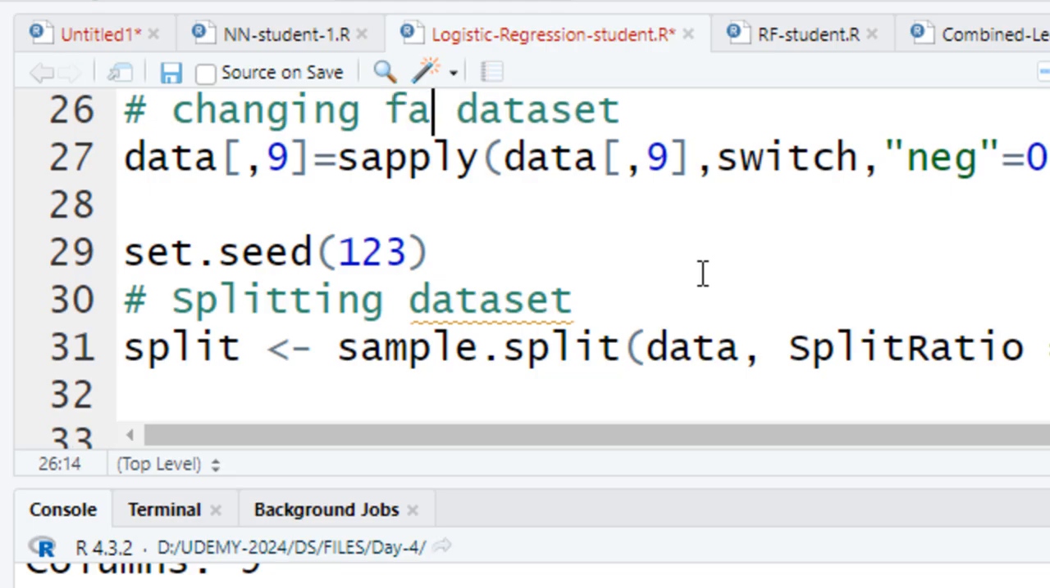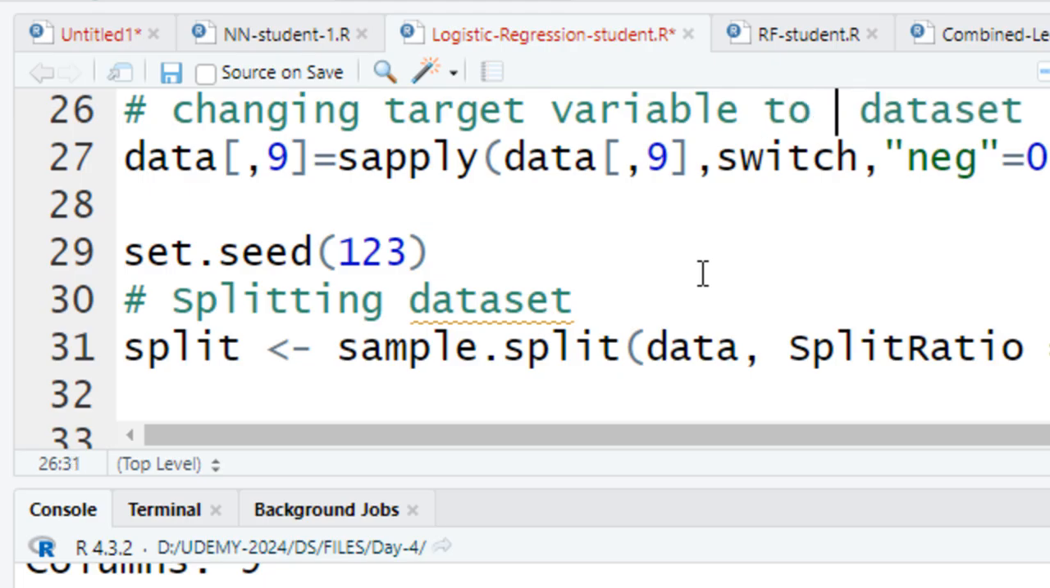Let's call this changing the factor variable, or the target variable, to 0 and 1.